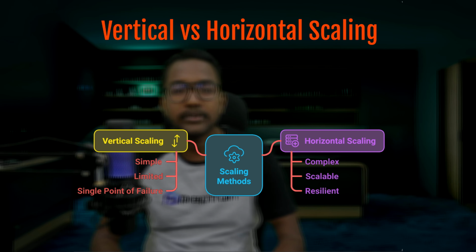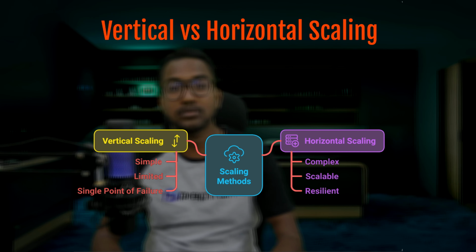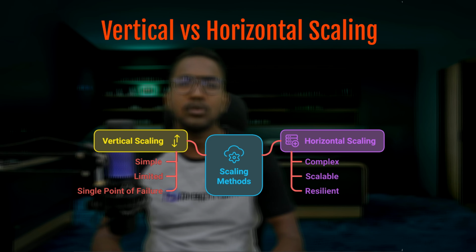On the other hand, horizontal scaling, or scaling out, involves adding more servers to share the load. While it's more complex to set up and manage, it's highly scalable.